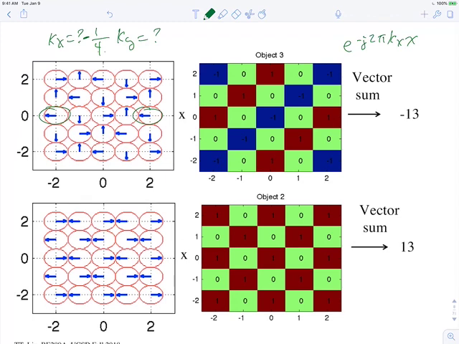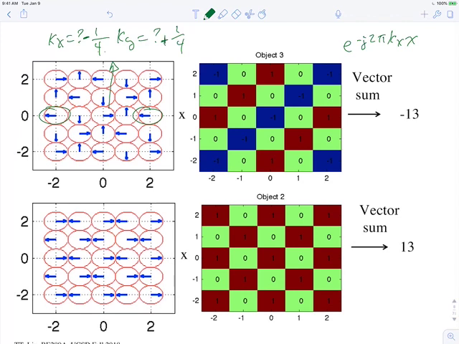Okay, what about ky? What's the period in ky? Also 4, right? So it's 1/4. Now is it plus or minus? As I go along in the ky direction here, it's going clockwise, right? So it's plus 1/4, okay?